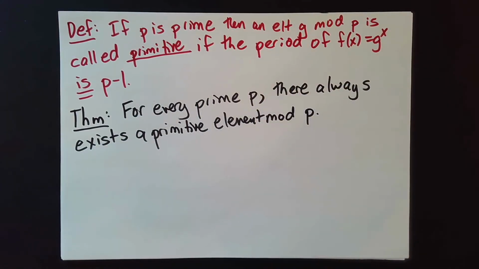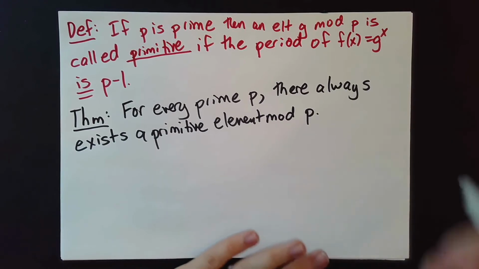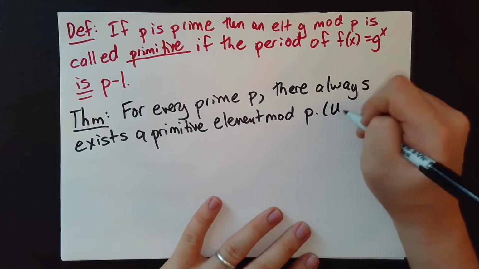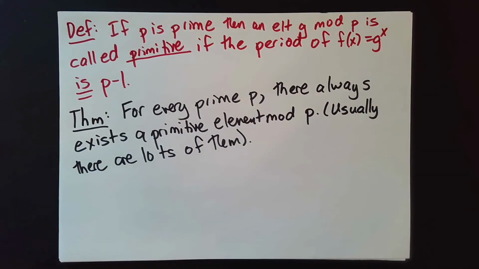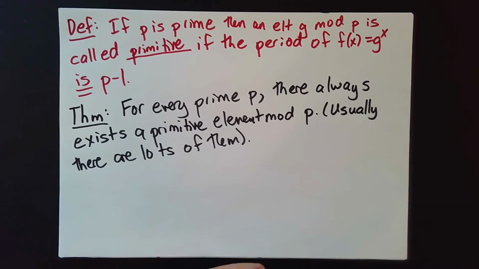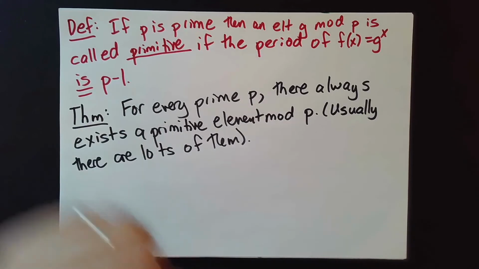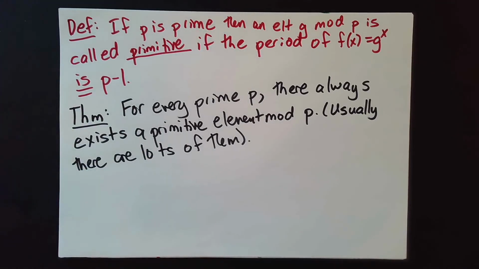Again, for example, for 13, 2 is such a primitive element. And I should specify here, usually there's not just one, usually there's lots of them. So for now, if I ask you for a primitive element, what is it we have to do? Well, we basically have to try stuff. And so if I give you some new prime, you might start by trying and seeing is 2 a primitive element, and maybe it will be and maybe it won't be. If it is, great, you've found a primitive element. If not, well, then move on. Try 3, and so on.